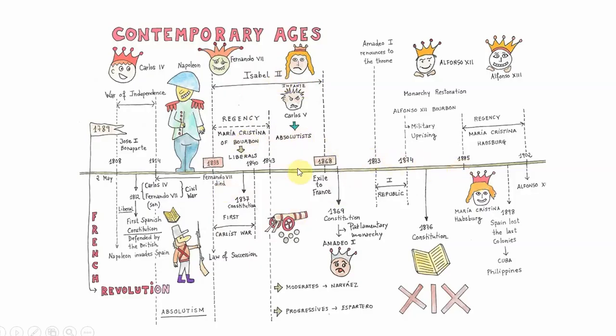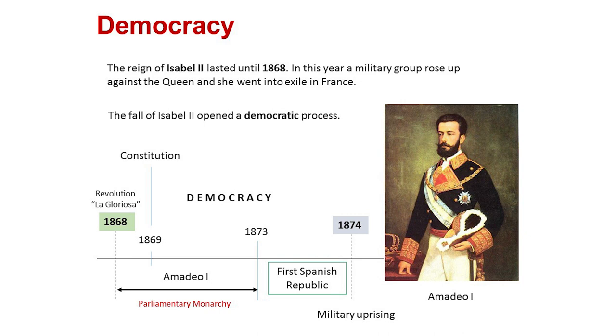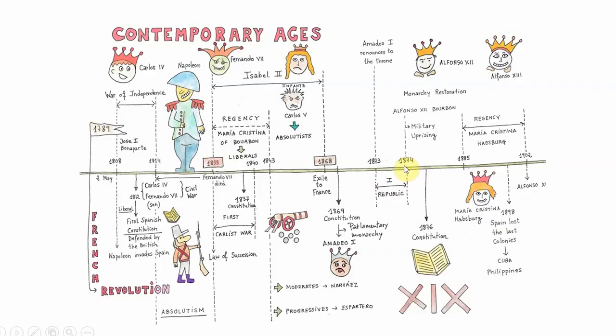Isabel II exiles to France. There's another constitution in 1869. Later comes another king called Amadeo I, in which case we have a parliamentary monarchy. So this is a period of democracy, but with a king. Even though Amadeo I was overwhelmed and he renounces the throne in 1873. In 1873 we have the first Spanish Republic. Republic is res publica. It is a Latin word which means cosa pública. It means normally that the country is managed by the people.